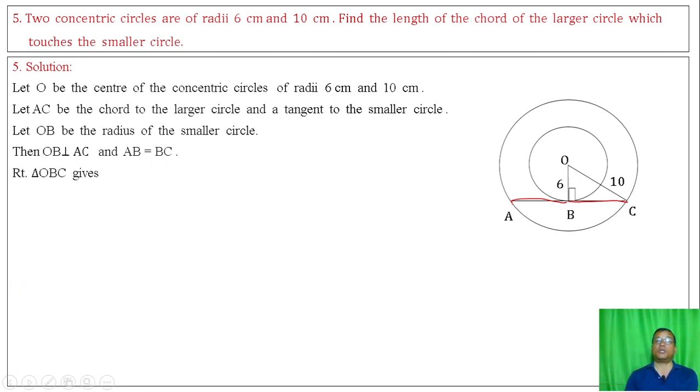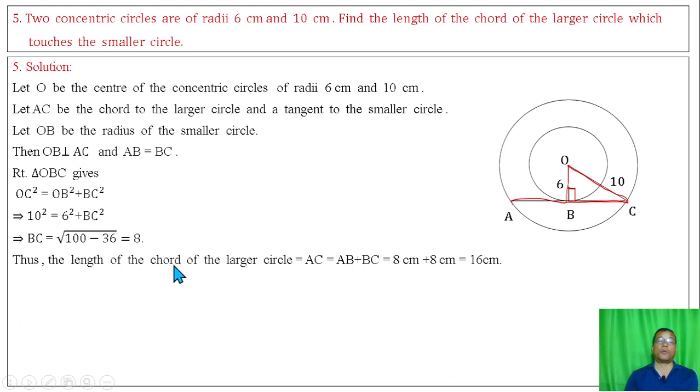In right triangle OBC, we get OC square equal to OB square plus BC square. OC is 10, OB is 6 and BC is to be found out. BC is equal to square root of 100 minus 36, that is 8. BC is 8.